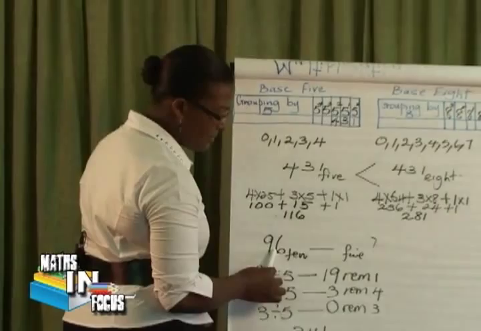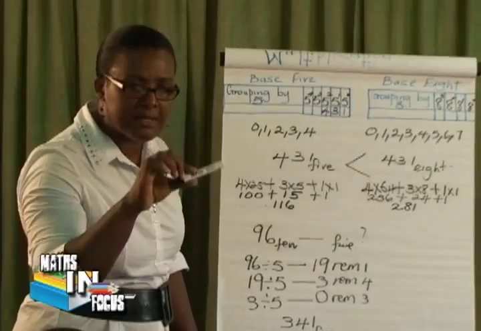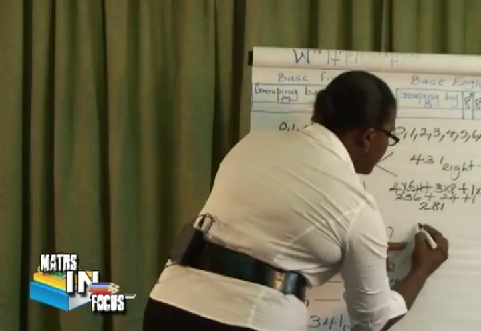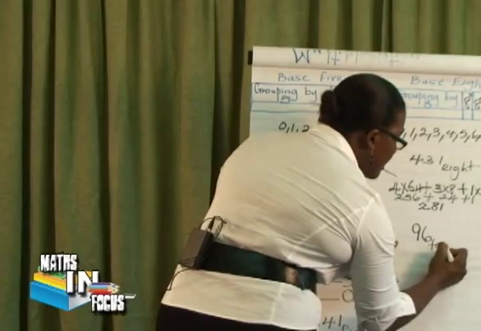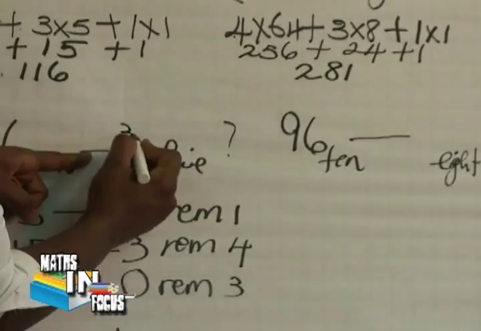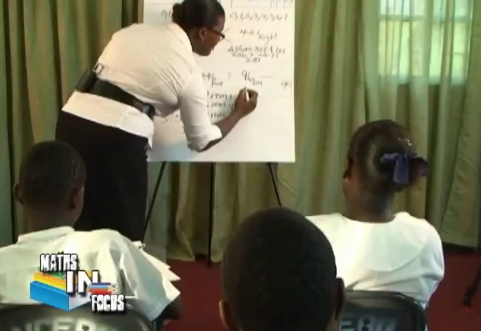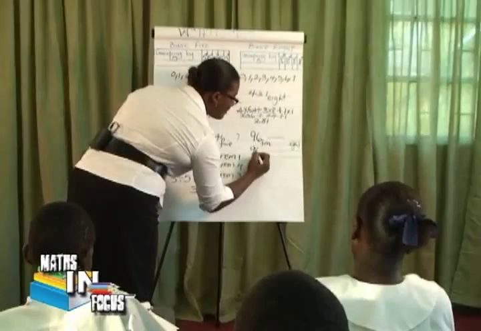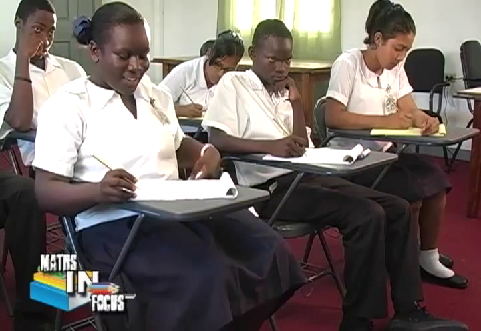Now let us find out what 96 in base 10 would be in base 8. So let us put 96 under the base 8 here. So we have 96 base 10, and we want to take it to base 8. 96 in base 5 is 341. Let us see what it's going to be in the base 8. So we start our division. 96 divided by 8 would give us, yes, Videli, help me out. 12 remainder 0.